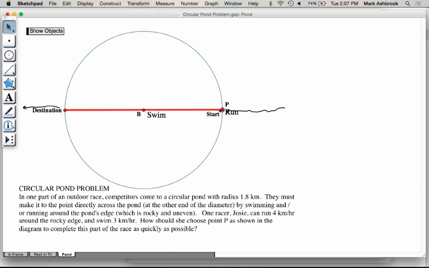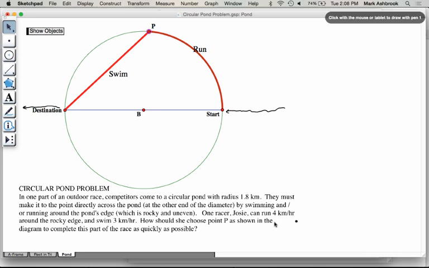So how should she choose? Should she swim the whole way? Should she do some running and some swimming? And if so, what point P is going to be the best? Here's where we come to the last question of determining what best means. How should she choose the point P to complete this part of the race as quickly as possible? She wants to complete this part of the race as quickly as possible.